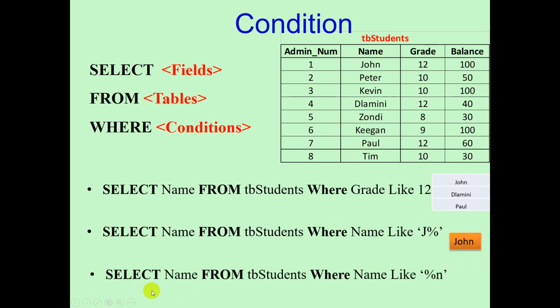If we look at this one, select name from table students where name like, we've got a wildcard percentage. Now we're looking for all students whose name ends with an N. Doesn't matter what's before the N, but the pattern is any letters as long as the name ends with N. And if we go to our table, we have Keegan whose name ends with N. So LIKE is just quite good in looking for patterns.